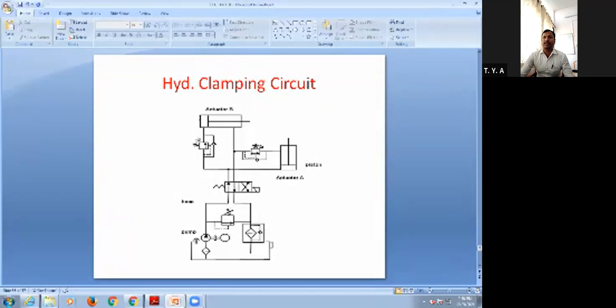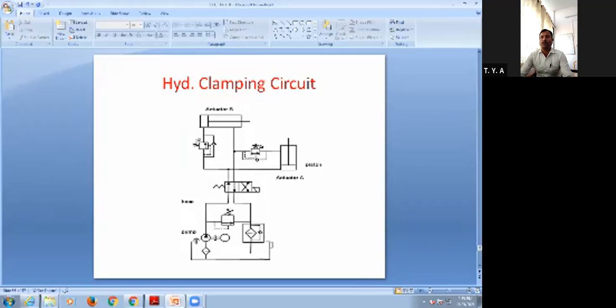This is a filter. Here we have the pressure relief valve, and the oil is going to come from this pump. It will go to this 4x2 direction control valve. This is a solenoid operated spring return. Spring is there. Fluid will pass from P to A.